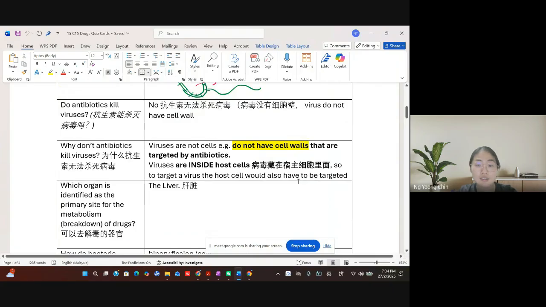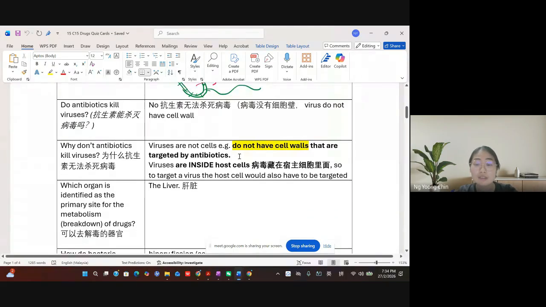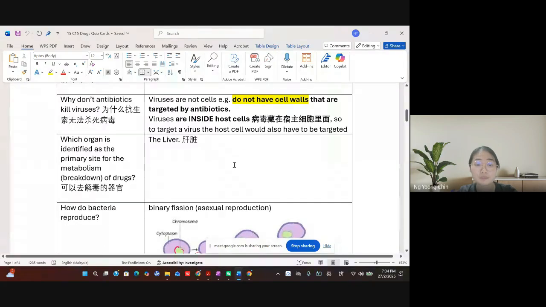Just remember that only antibiotics can kill bacteria, not viruses. Antibiotics cannot kill viruses. Why? It's because the virus itself does not have a cell wall. There's no cell wall, so they cannot be targeted by antibiotics, because antibiotics only target the cell wall.